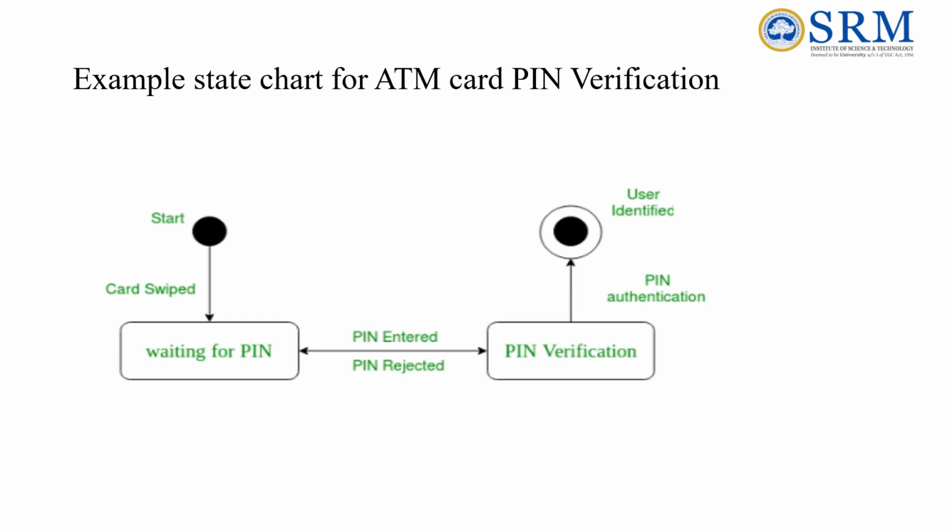First you start and swipe the card. Then you check the pin number: waiting, entering or rejecting the pin number, then pin number verification. If the pin is valid, we identify the pin authentication. Finally, we follow user identification. This is one simple example of a state diagram for the pin verification model only.